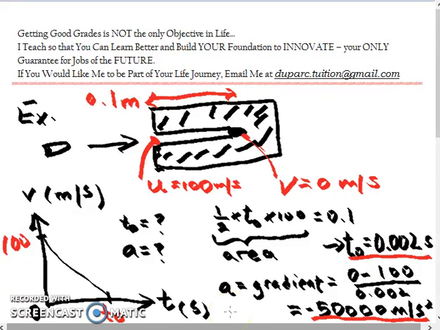Now with t0, we can easily find a, the acceleration. Acceleration is equal to the gradient of the straight line you see on the left. And the gradient is given by 0 minus 100 divided by t0, which is 0.002. And this gives us the answer, negative 50,000 meters per second squared.